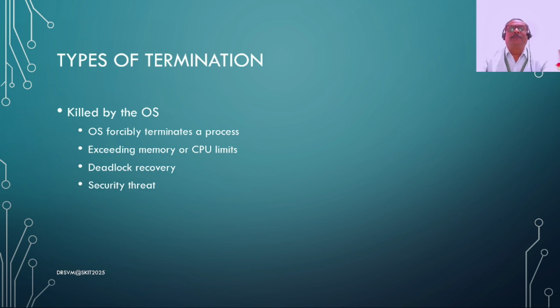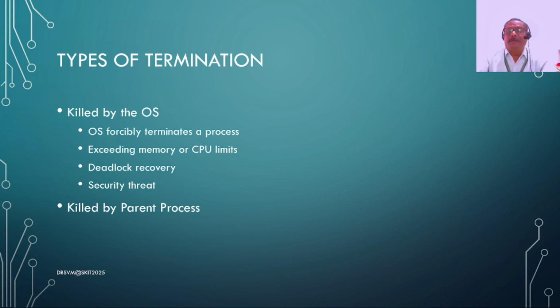Or if you find that there is a security threat in that process, if the process has some virus or worm, then the operating system makes sure it kills it. So forcibly that particular process ceases to exist. This is forcibly done by the operating system, and that's what we call killed by the operating system.